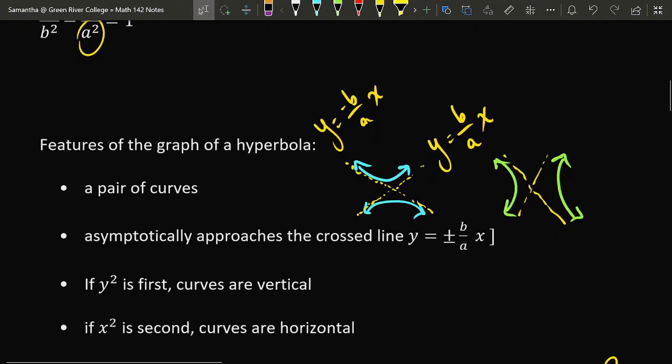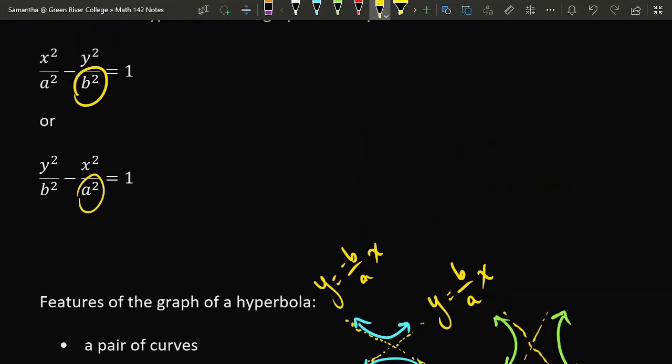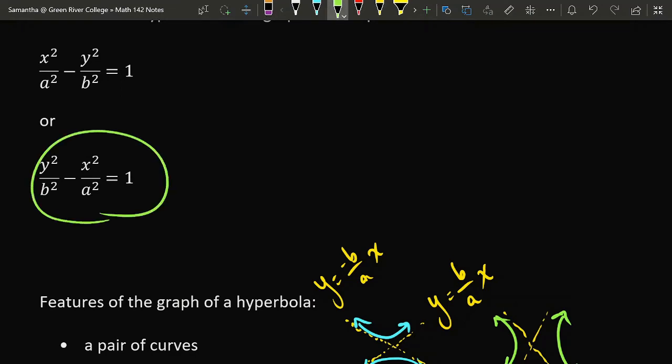Now, how can you tell whether the curves are going to be vertically symmetrical or horizontally symmetrical? You can tell depending on whether your equation has the y squared first and then the x squared is being subtracted from that, or if your equation has the x squared first and the y squared is being subtracted from that. If your equation has the y squared first, then that's the case where the curves are vertically symmetrical. Y is the vertical component. If y squared is first, then the curves are vertically symmetrical.